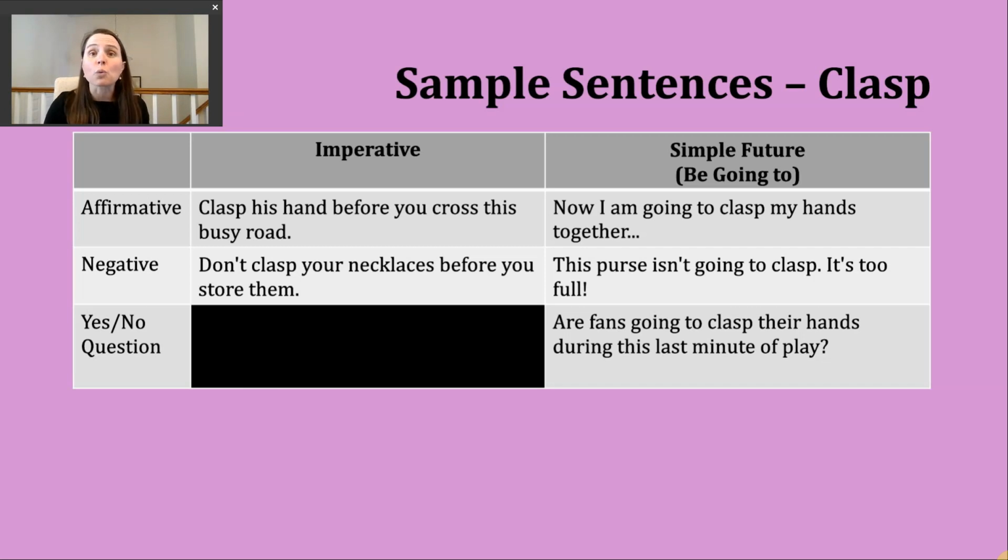We can just start with the verb. And our subject here is implied. It's you. So we're just using the base form of the verb here. An example of this might be clasp his hand before you cross the busy road.